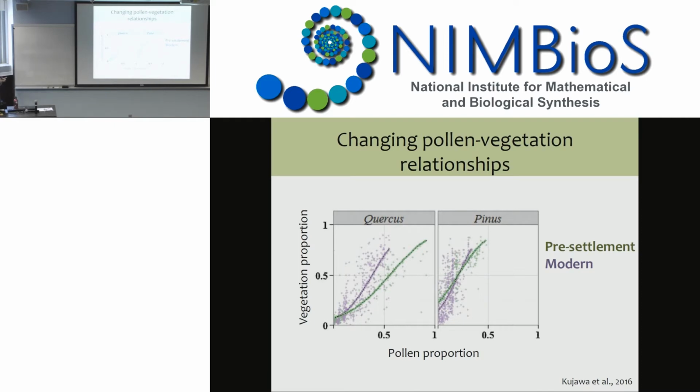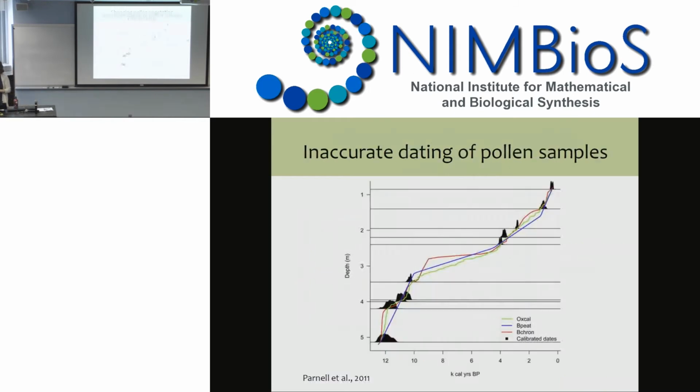There are two more things that I wanted to mention. One is the changing pollen-vegetation relationships. Whenever we calibrate and go back through time, we make some assumptions about how that relationship is stable back through time. We don't really know if that's true, and it's difficult to test.